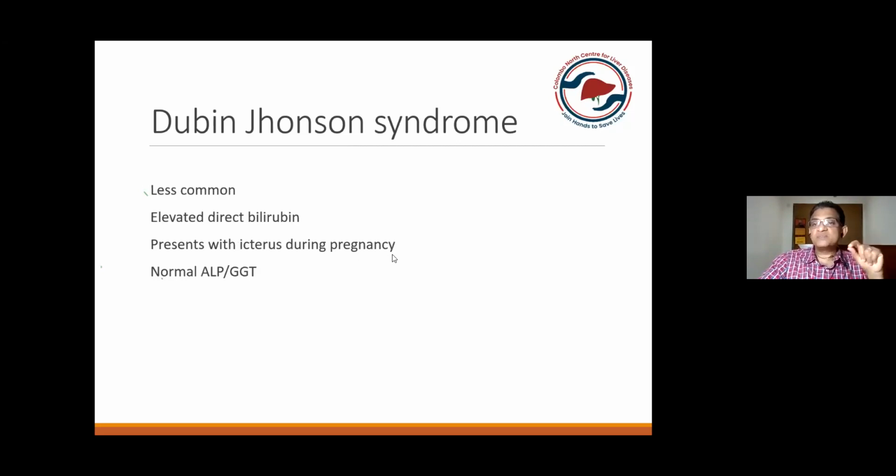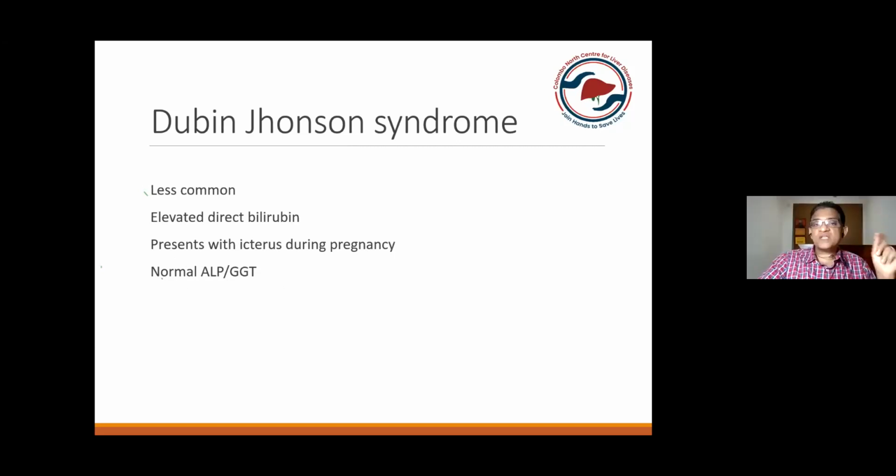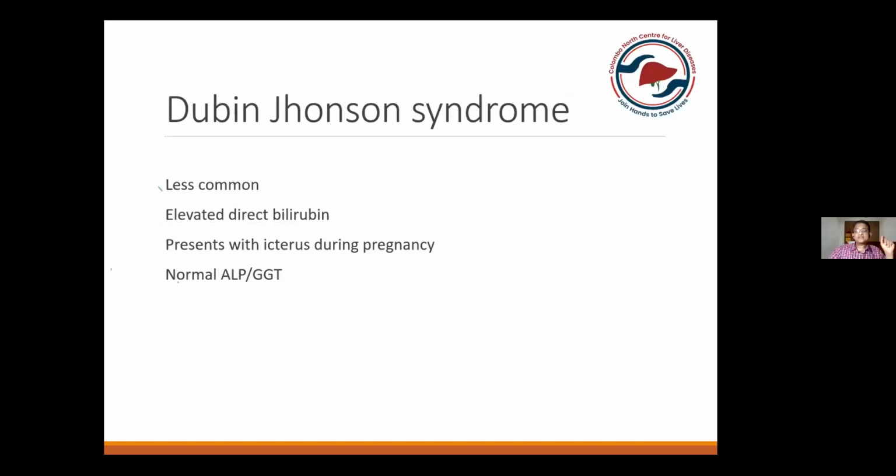So in pregnancy, it's a bit troublesome to diagnose because alkaline phosphatase is usually normal if you are not pregnant, but in pregnancy, alkaline phosphatase also goes up. Then there's only gamma GT for differentiation. So when they present in pregnancy, it's difficult to diagnose, and you have to do at least an ultrasound scan to make sure there's no obstruction in the biliary system. After pregnancy, bilirubin comes back to normal.